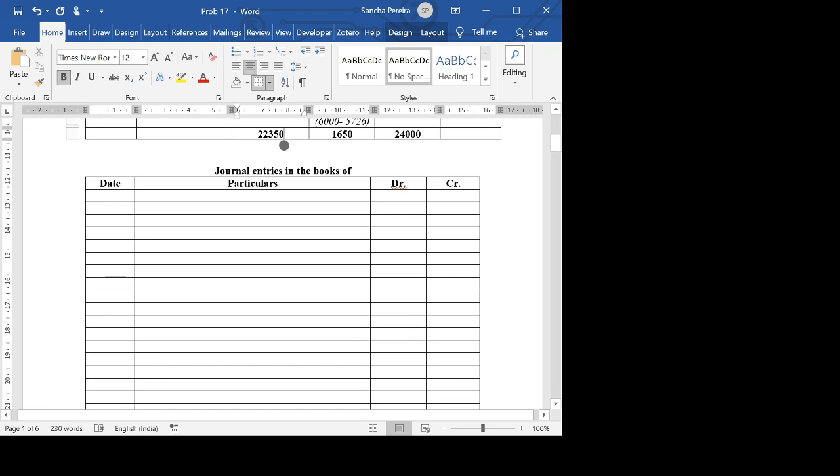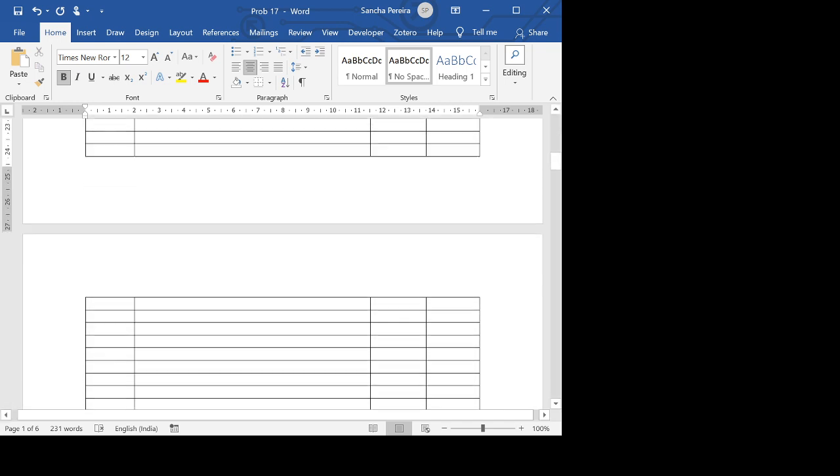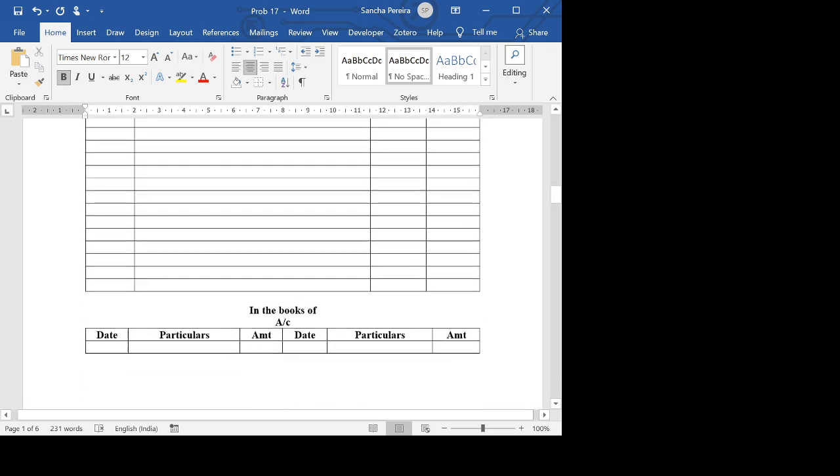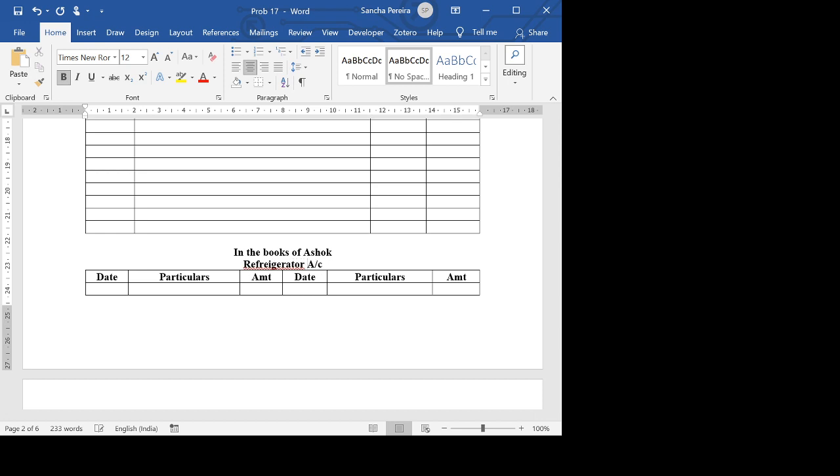In the books of Ashok, like I said, I'm going to do the journal entries. Though the question says only journal entries, I'm going to do the journal entries and the ledger accounts. So we have journal entries in the books of Ashok. I'm also going to do the ledger accounts in the books of Ashok. Okay, the first thing will be the asset account. The asset here is a refrigerator account.